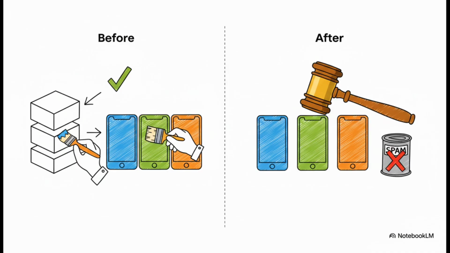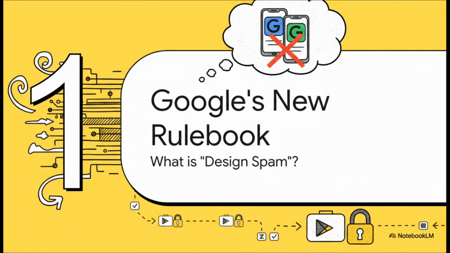Google is moving to a much stricter stance, kind of like Apple's App Store has had for a while, by cracking down on what they're calling design spam. Okay, let's dive into the specifics. Google's whole new rulebook really hinges on this one key phrase, design spam. So, what in the world does that actually mean?